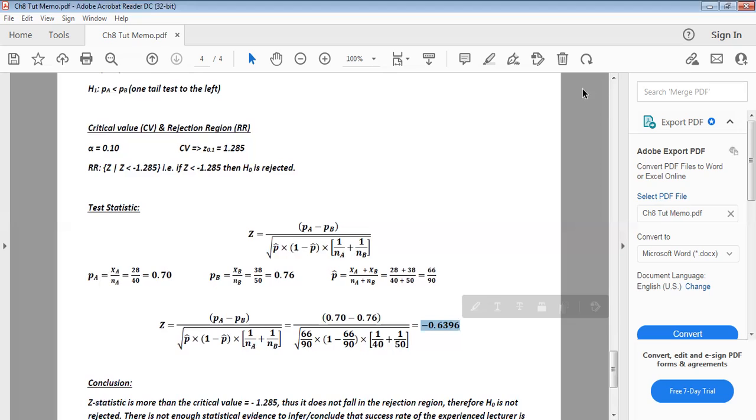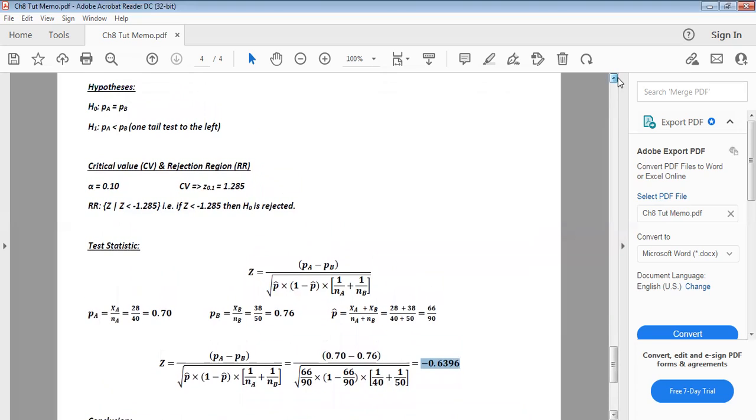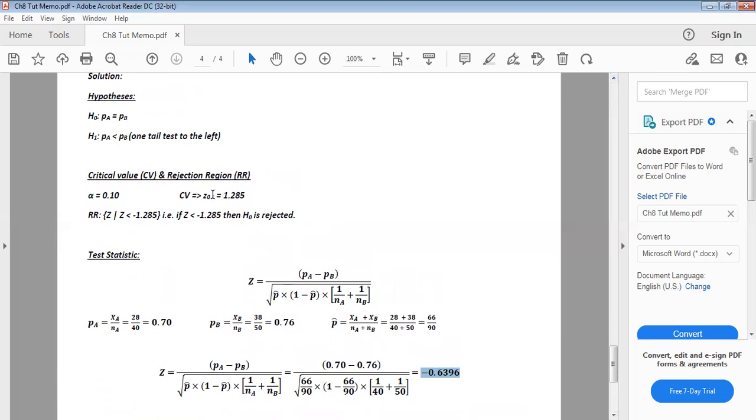But remember, this is a one-tailed test, and then it's to the left. This means that your critical value must always be negative. So you can only reject if your Z value is less than -1. Remember, they're using Z values because the N is greater than 30. So should we reject or accept?